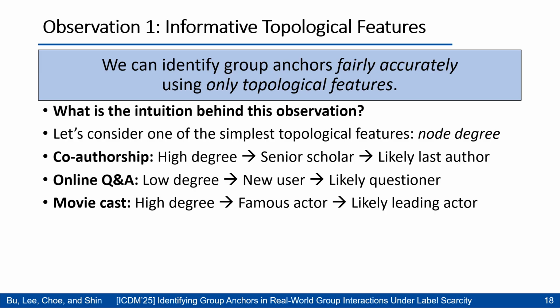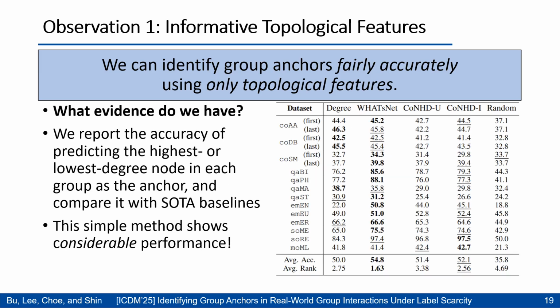Let's take a simple feature, node degree, to explain this. In a co-authorship collaboration, a node with high degree is likely a senior scholar, and she is more likely to be the last author. In an online Q&A session, a node with low degree is likely a new user, and she is more likely to ask a question. Here we can also see the domain dependence, that is, the anchors in different domains may have different topological characteristics.